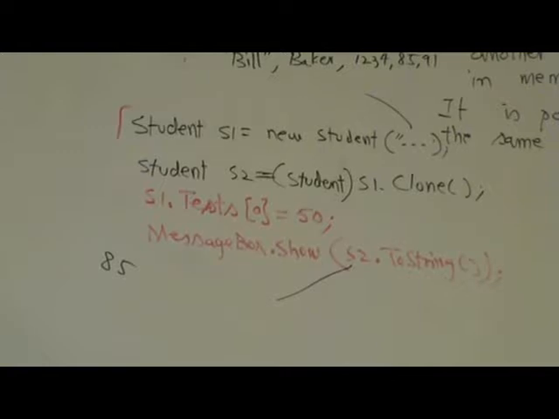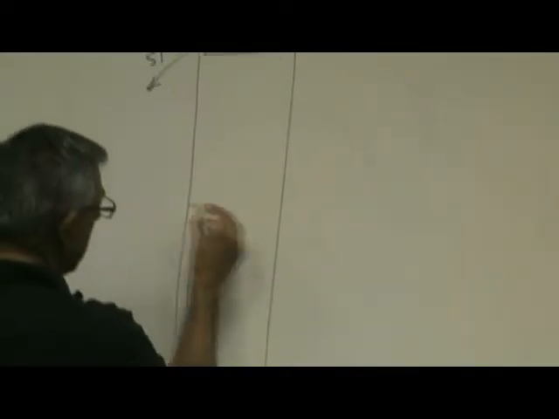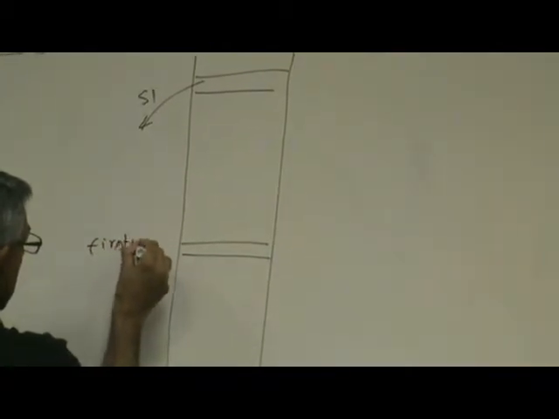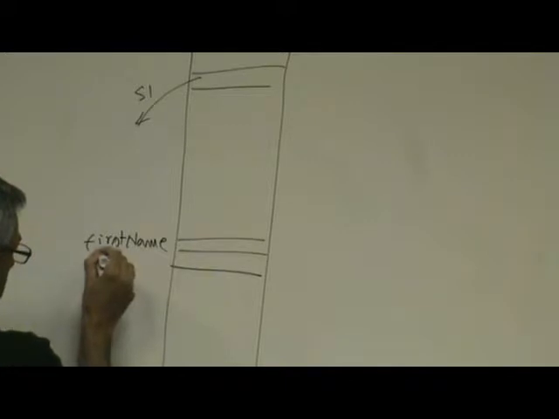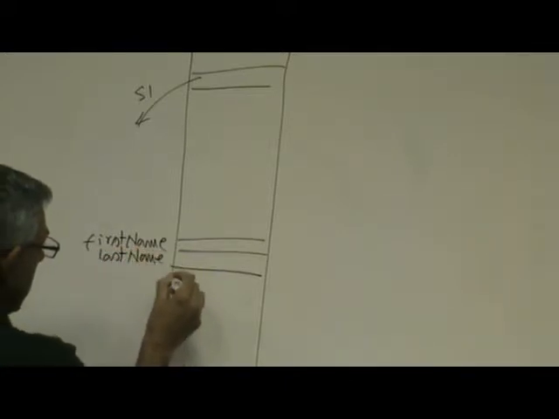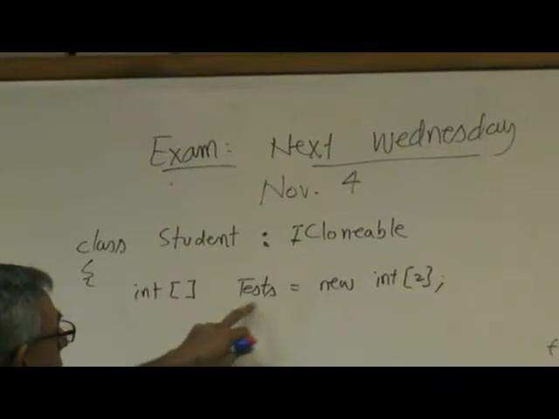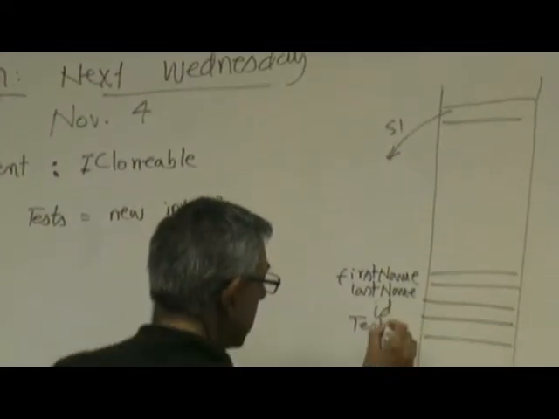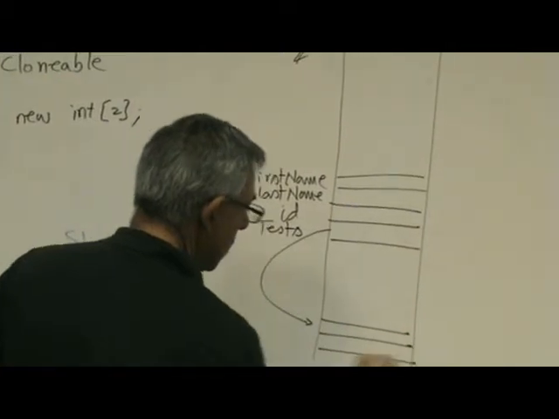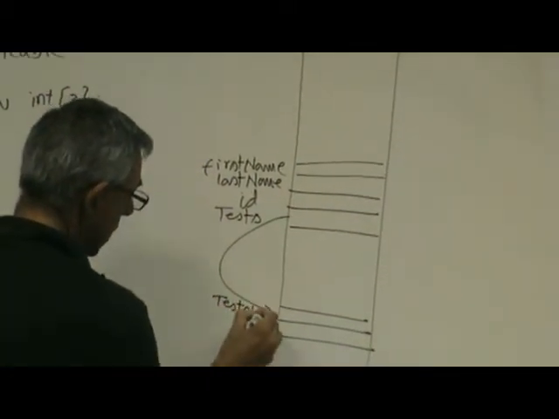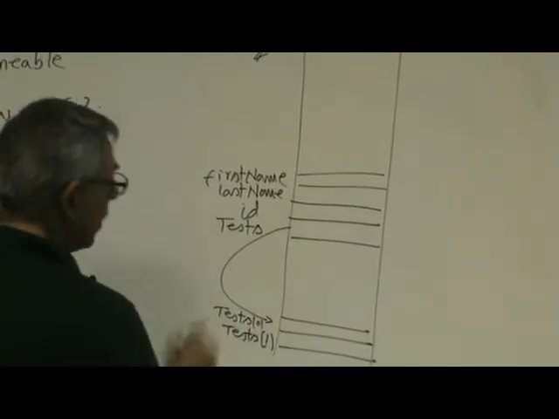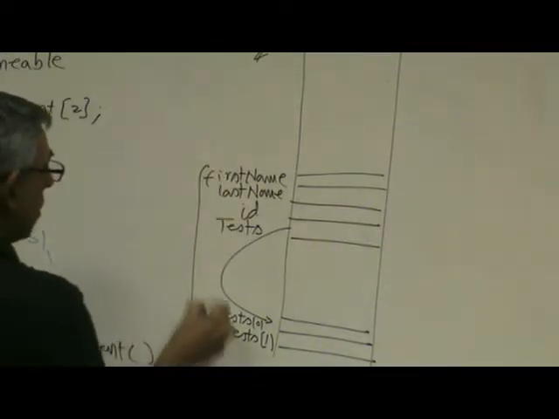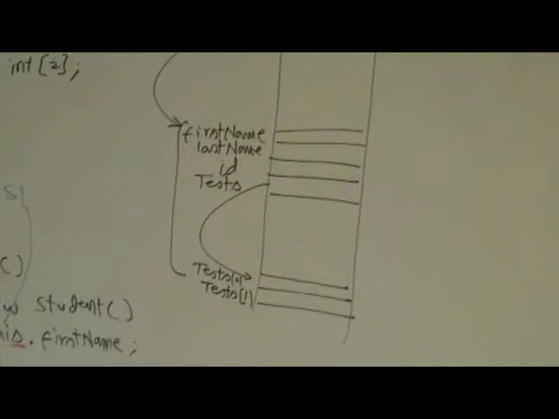Okay, let's take a look at the first statement. So Student S1, and here is first name, last name, ID. Now there's no test1, test2, right? So there's a field called tests. Basically there will be a field called tests, which will further point to tests of 0, tests of 1, right? Now all of this memory is being pointed to by S1, correct?